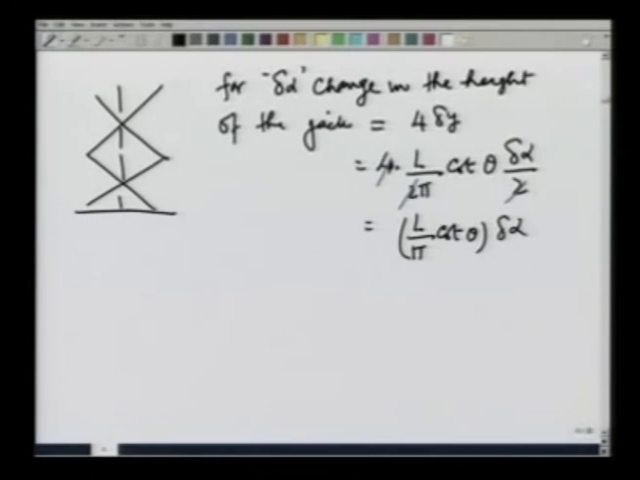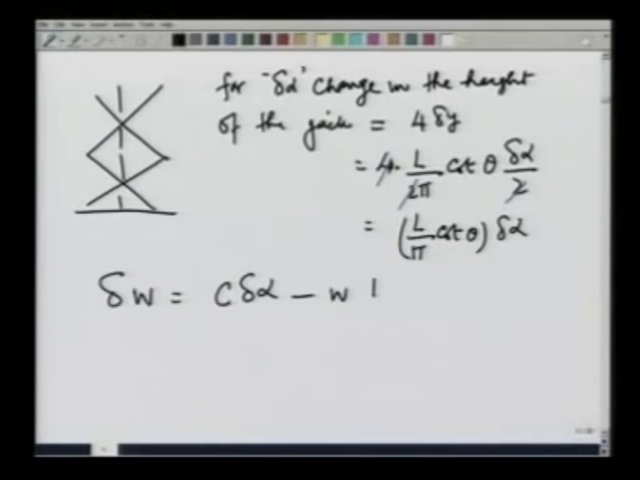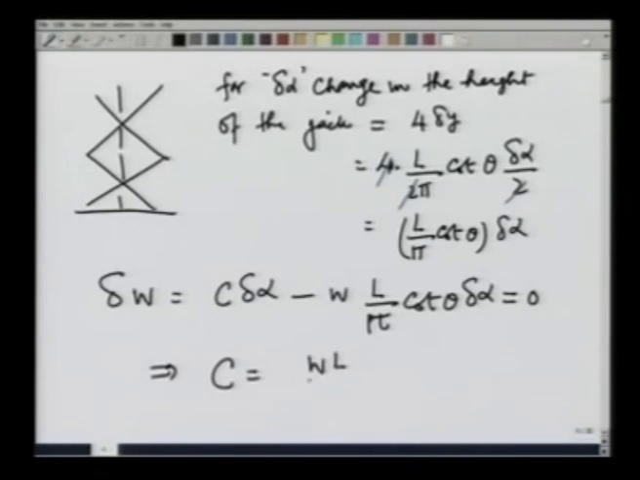Let us now calculate the total virtual work done. Total virtual work done is going to be C times delta alpha because of the torque, and the length y increases in the direction opposite to W. So, this is going to be minus W L over pi cotangent theta delta alpha, and by the principle of virtual work this is 0. That gives me the answer that the minimum torque required to lift the weight has to be WL over pi cotangent of theta, and that is your answer.